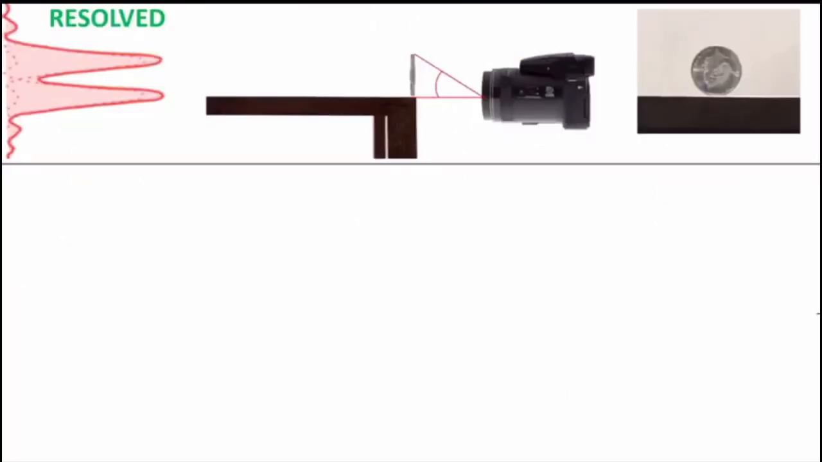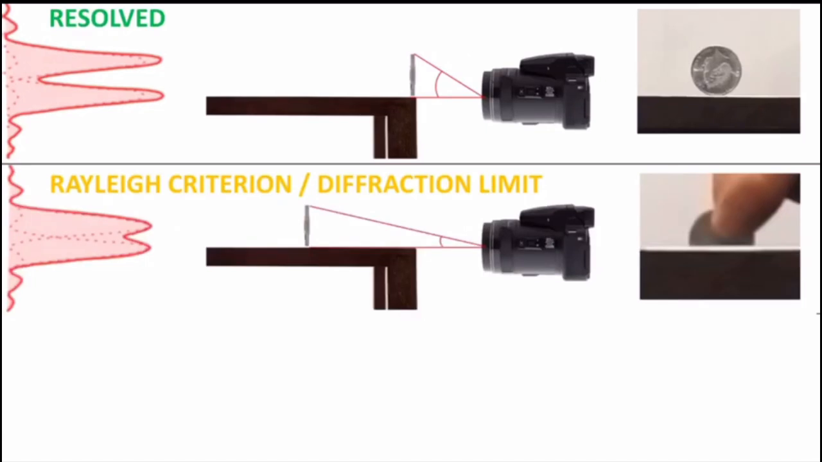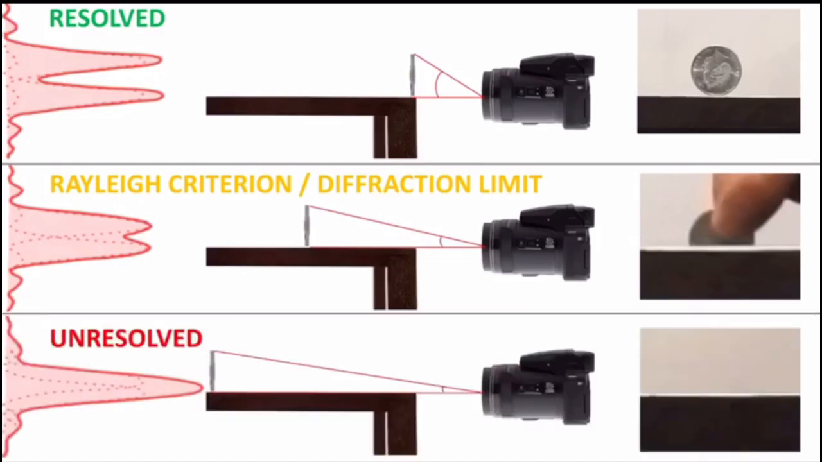So relating this to my observation, when the coin is closer to the camera, it is fully resolved. As you start moving the coin away from the camera, it meets the Rayleigh Criterion, or the diffraction limit, and this creates a smaller angle, making the coin disappear bottom up. And when you move the coin further away, it becomes fully unresolved.